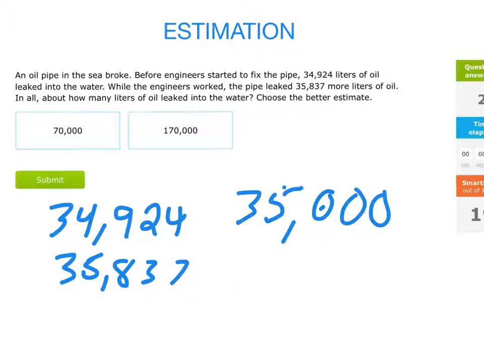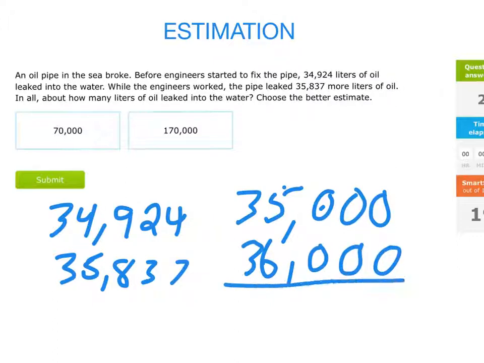I don't know what these extra dots are, I apologize for that. And then 35,837, the 5 is going to round up to a 6 to make this 36,000. And while it is not as easy to add as the 30 and 40 we got earlier, you could probably still do it in your head. 35 and 36, 71,000. And that's fairly close to 70,000, nowhere near 170,000. So we can see that 70,000 would be the best estimate, even though we obviously picked a different place value to round to than the people who wrote this problem, whoever those depressing people are.